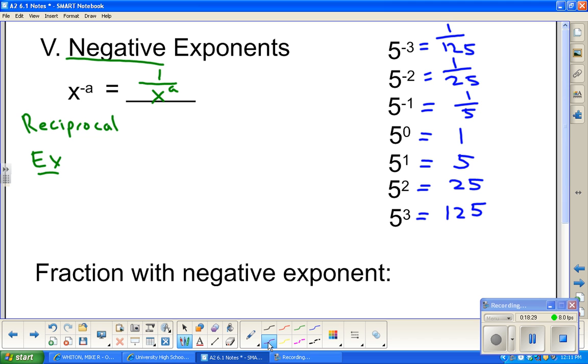With our 5 example, let's show the steps on why that worked. 5 to the negative second. Again, we don't want a negative exponent. So to change the exponent from negative to positive, you just have to take the reciprocal of the number, and then you can make the exponent positive. That's how you get the 1 over 25. Always reciprocal.